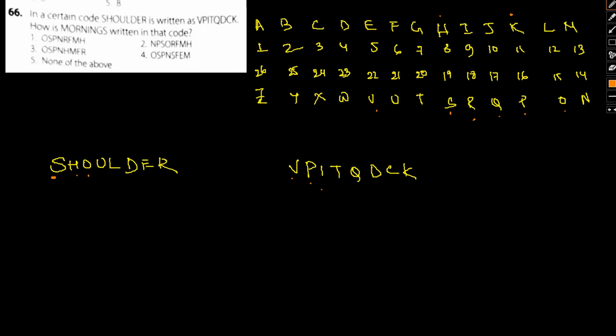Now let's take a look at H, S, Q, so we have H. How can we actually form a pattern in this particular case?